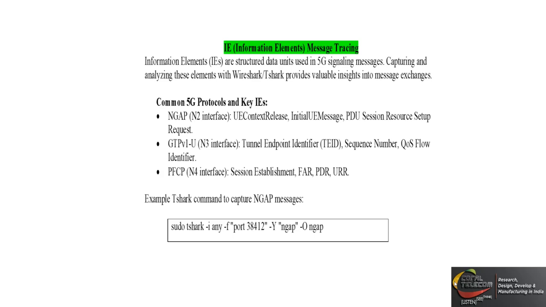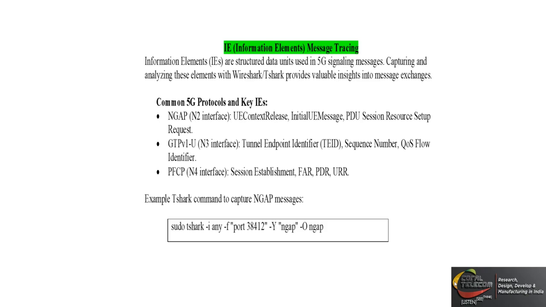PFCP is for packet data routing. Then FAR is there, BAR is there: forwarding action rules, buffering action rules, session establishment. These types of work are done with the PFCP protocol. This is also a common protocol over the N4 interface between network components in the core and in the RAN.